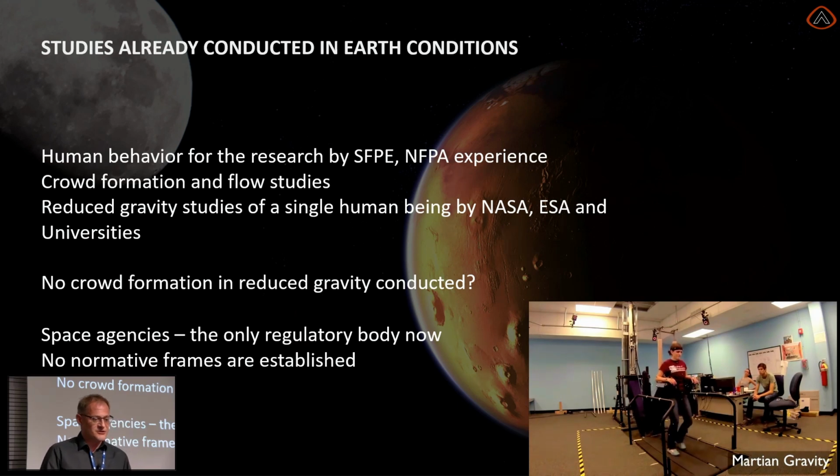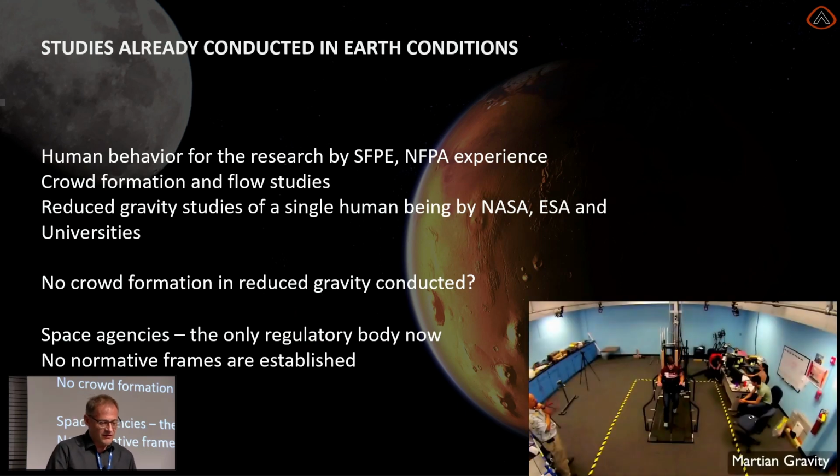Reduced gravity locomotion of a single human being has also been documented by NASA in parabolic flights, but also in laboratory testing. You may see as an example work from New Mexico State University. Also, Milan University is very much progressing in this research.